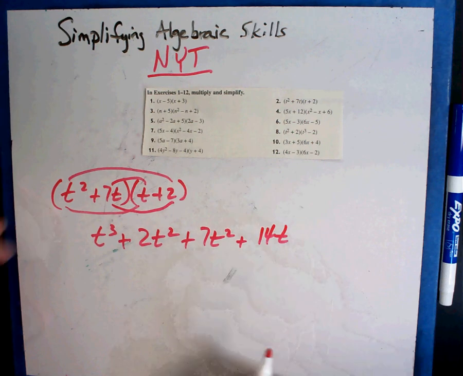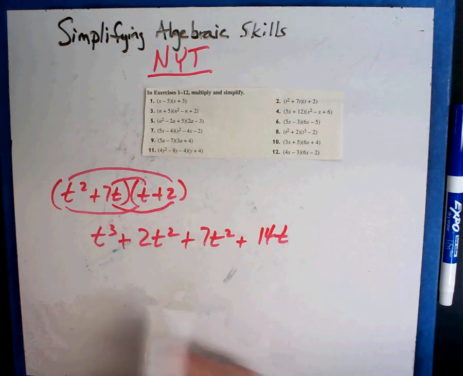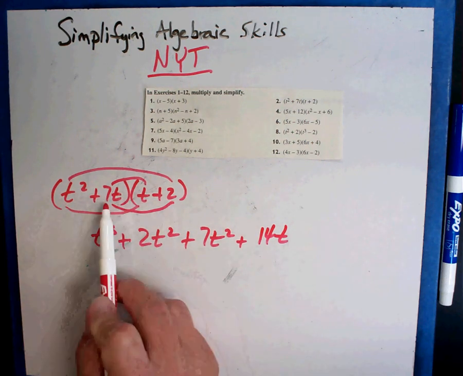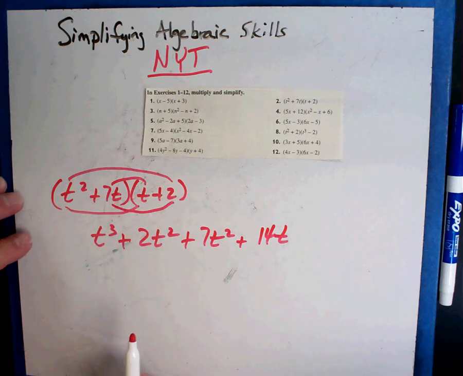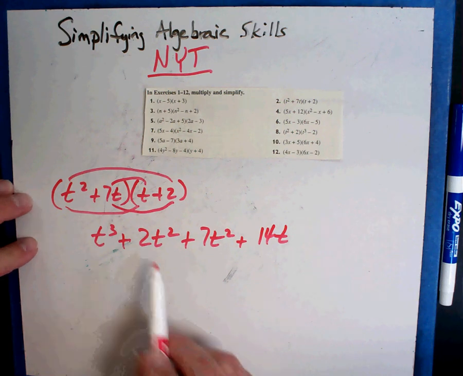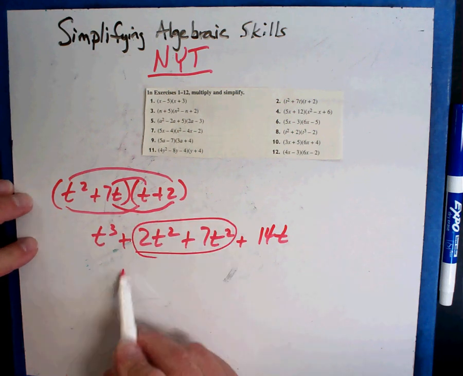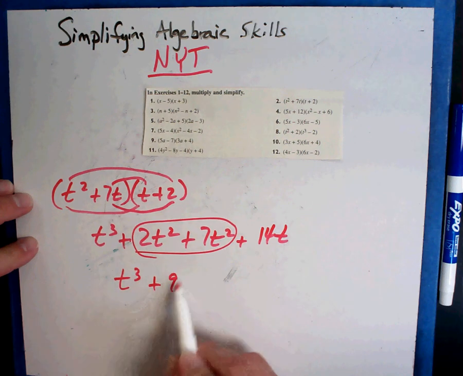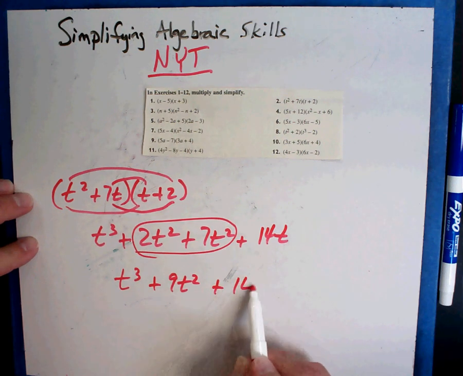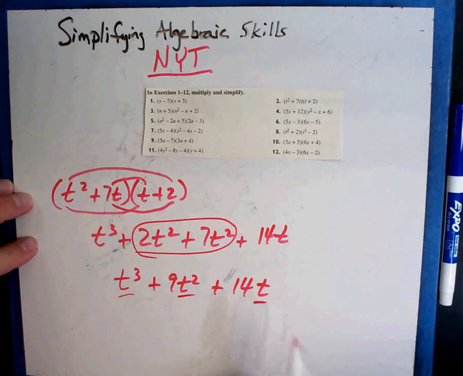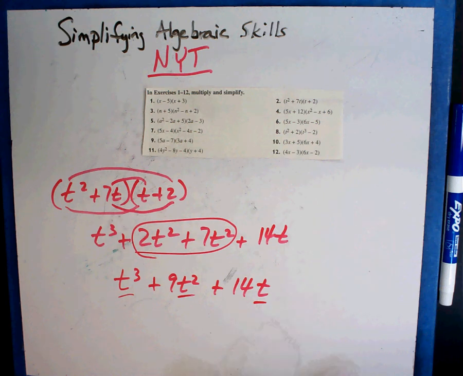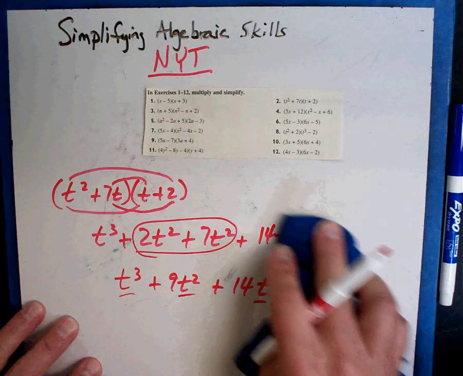Now, if you don't know what that was called in the first video, I called that FOIL, first, outside, inside, last. Now, you don't have to know that word. It's just the way I learned it, and some teachers teach it that way. Other teachers do not. But let's go ahead and take like terms. You'll see those match. T to the 3rd plus 9t squared plus 14t. That is not the same as that, which is not the same as that, so I can't combine them. That is simplified in the answer to question number 2. So hopefully you got that one. Let's try number 7.